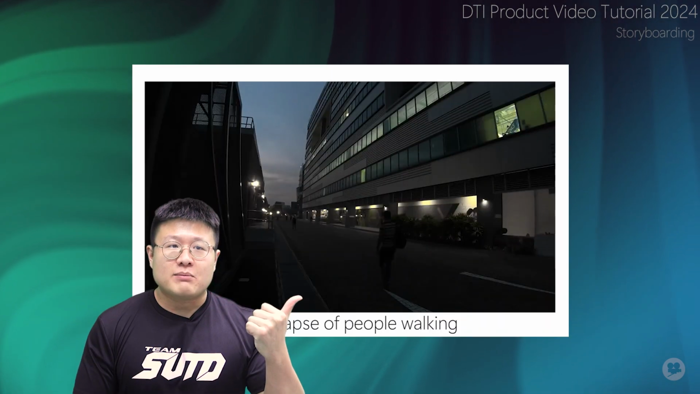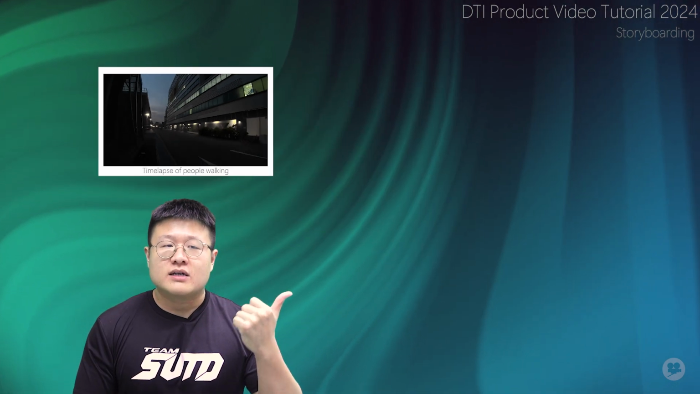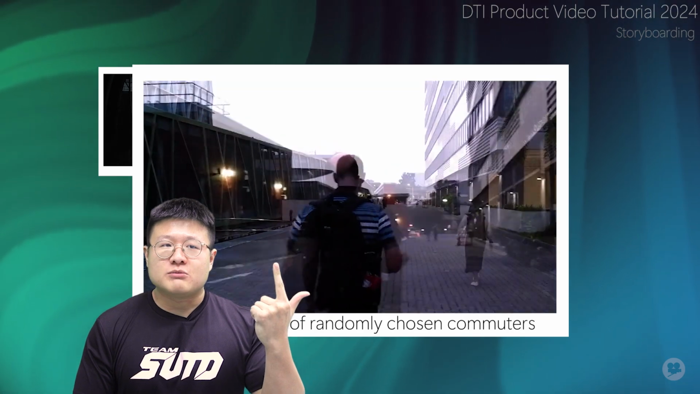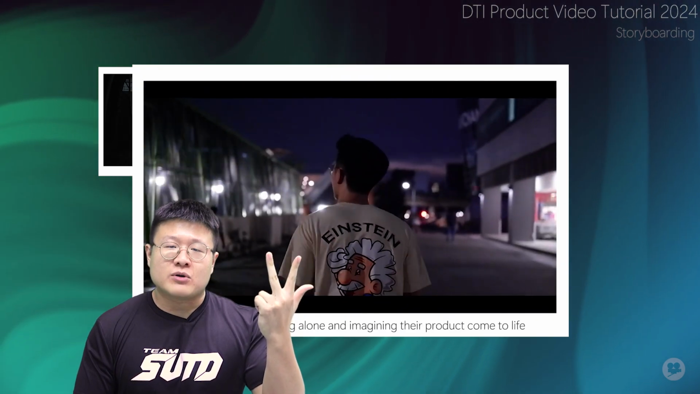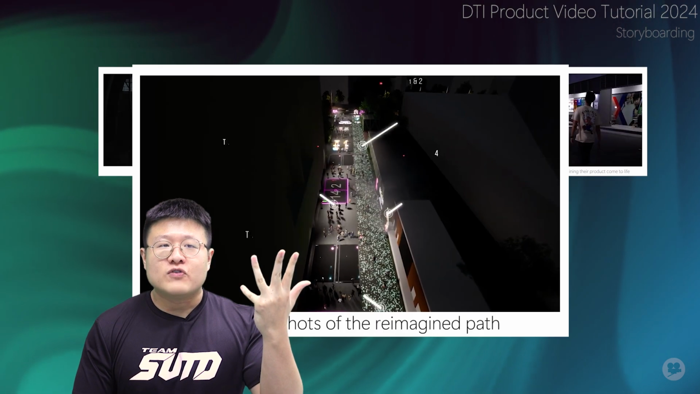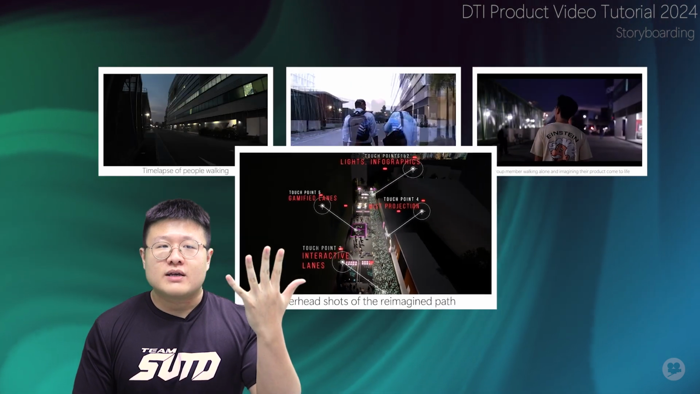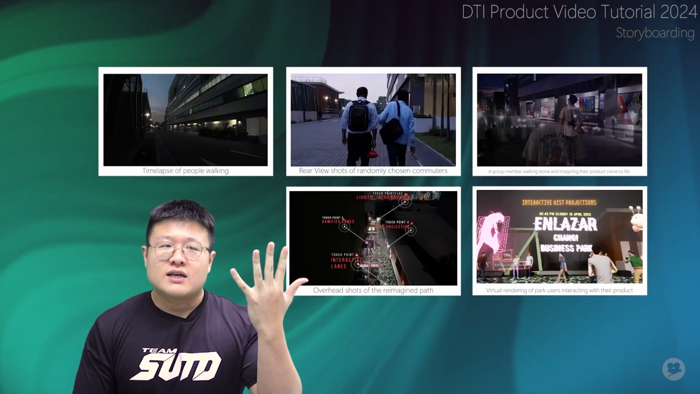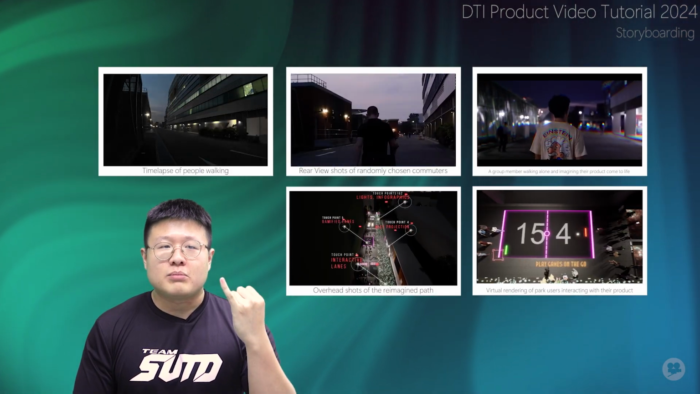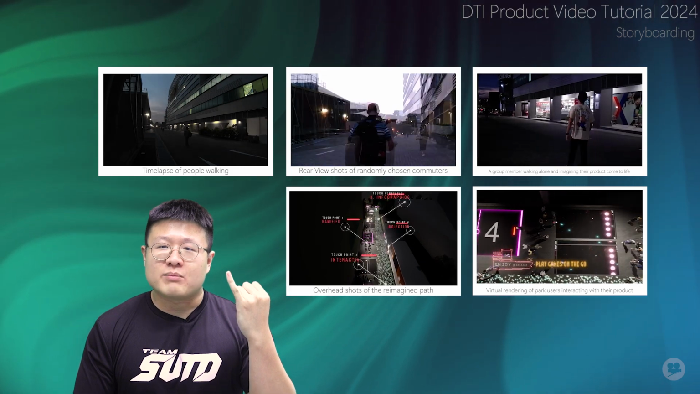Based on the scenes his group included in the video, his storyboard likely included a time-lapse of commuters walking along the path, review shots of randomly chosen commuters, a group member, Sing Kai, walking alone and imagining the product come to life, overhead shots of the reimagined path, and lastly, a virtual rendering of park users interacting with their product. This last one includes playing pong, air hockey together and admiring the lights.